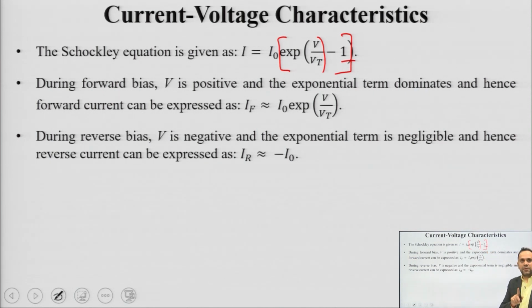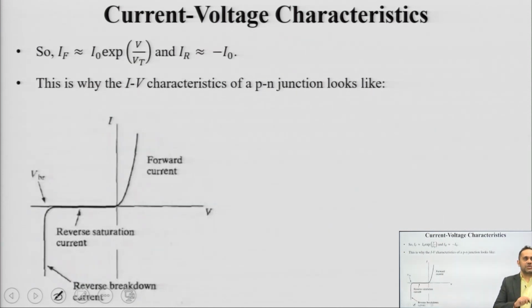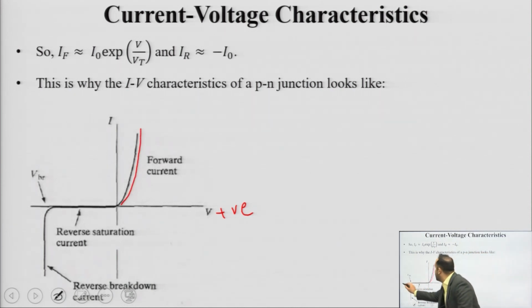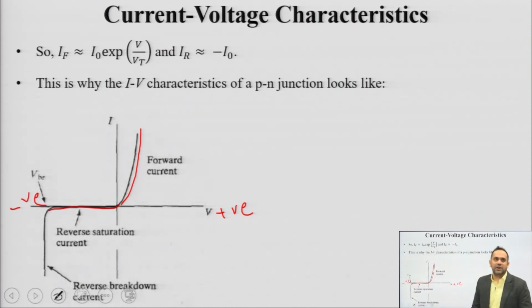Because of this, we obtain the most important application of diode, which is the application as a switch. When V is positive, you get exponential forward current. When V is negative, you only get a constant very close to 0 current known as reverse saturation current. That is why, because of this Shockley equation, the IV characteristic of a diode looks something like this.